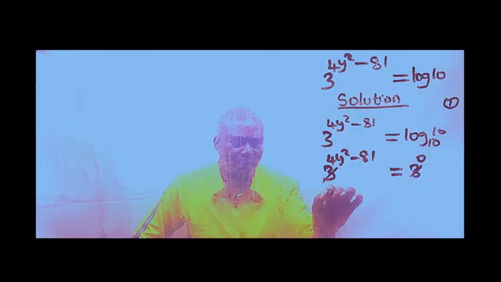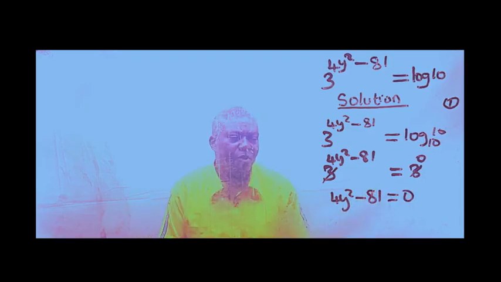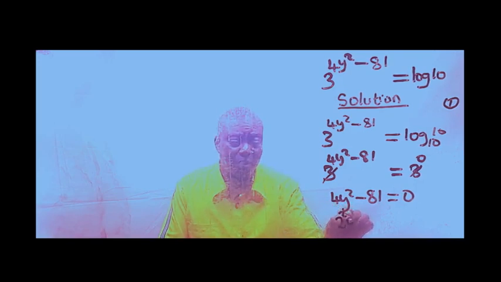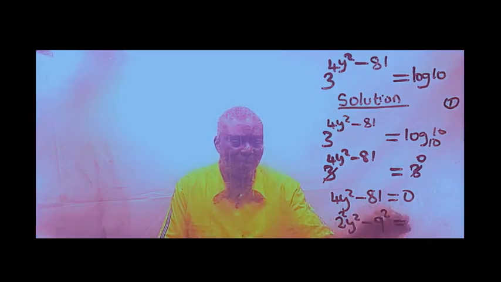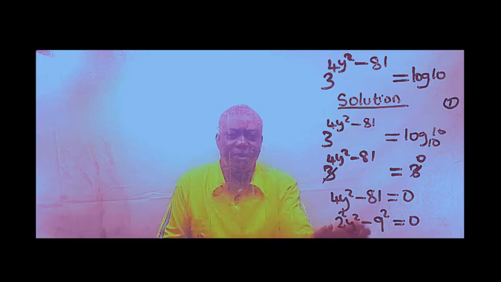So the powers now become an equation. The power now becomes 4y squared minus 81 equals 0. So we are getting a perfect quadratic equation. We can solve it now by making use of the difference of two squares. So let's rearrange this one now. This is 2 squared y squared minus 81, which we bring as 9 squared, equals 0.